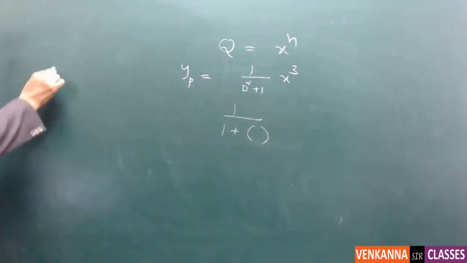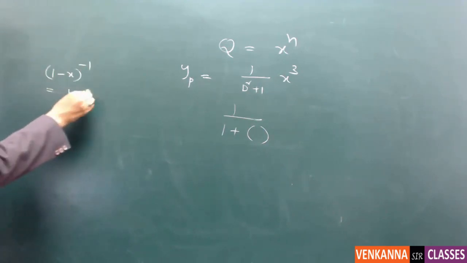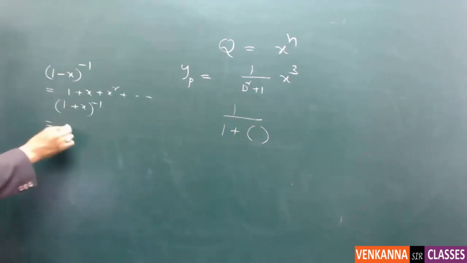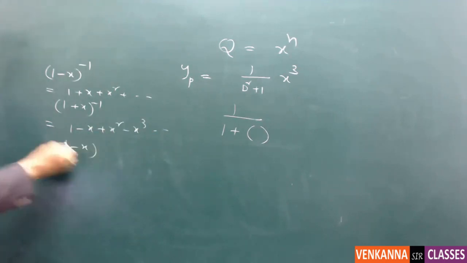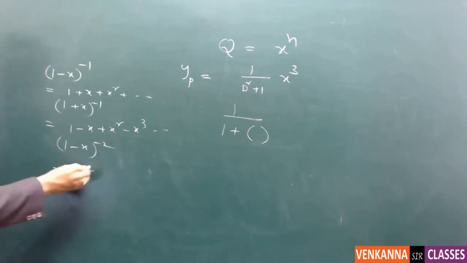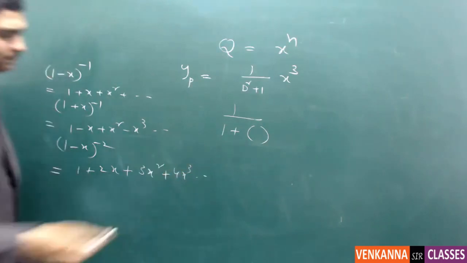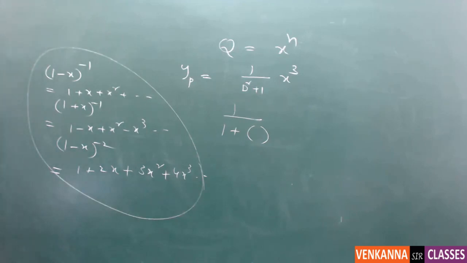So we have the formula that (1 minus x) whole power minus 1 is equal to 1 plus x plus x square and so on. (1 plus x) whole power minus 1 is equal to 1 minus x plus x square minus x cube and so on. (1 minus x) whole power minus 2 is equal to 1 plus 2x plus 3x square plus 4x cube and so on. These expansions are known to us earlier, right? I think you have known these expansions. Otherwise, please take a note of them.